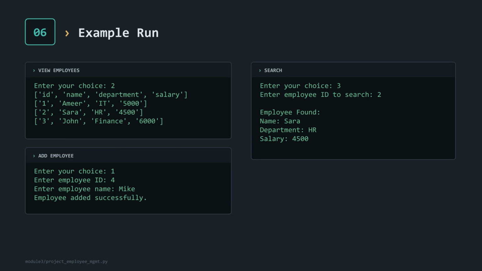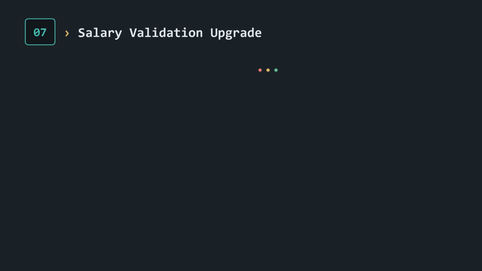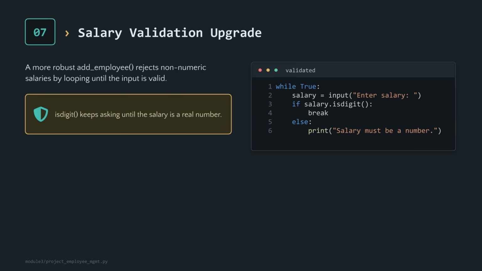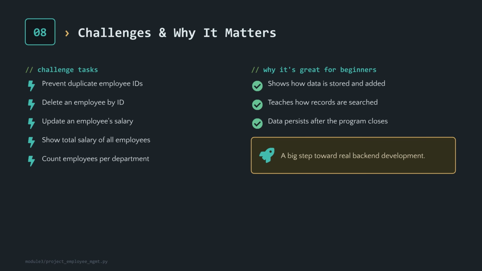It's rewarding to see the full program run smoothly. To make our program more robust, we can add validation. By wrapping the salary input in a loop and using the isdigit method, we ensure the user enters a valid number. If the input is not numeric, the program displays an error message and keeps asking until a valid digit is provided. There are plenty of ways to challenge yourself here, like preventing duplicate IDs or calculating total salaries.